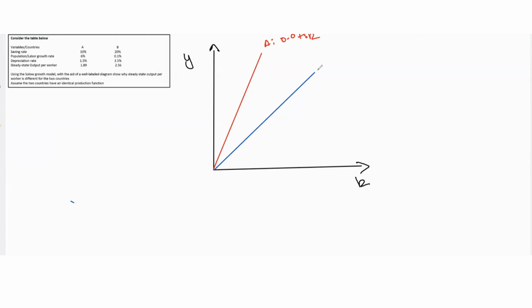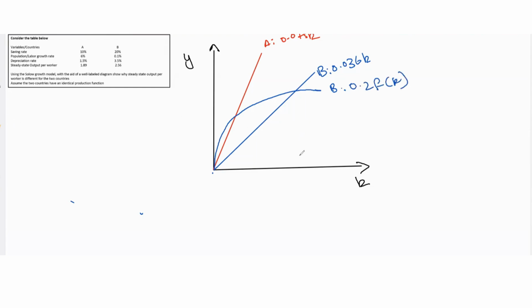And this is for country B, the break-even investment per worker line, which is 0.036K, right? Now we know the investment per worker curve, we said, is higher for country B. So I'm going to make country B's investment per worker curve a little lower like this. This makes sense. So this is for country B, the investment per worker curve is 0.2 FK.